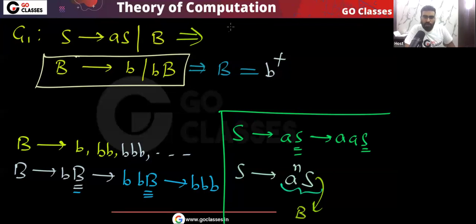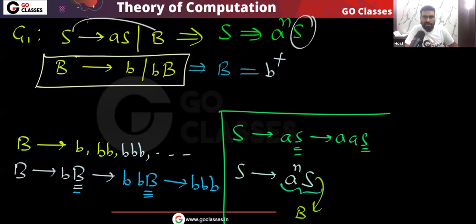So remember, from S I can generate A power n S. And finally this S I will replace with B, so it will be like this B. And if you notice, from S I can directly go to B. So I can generate B also, I can generate A power n B also. So tell me what S will generate ultimately. Let me know.